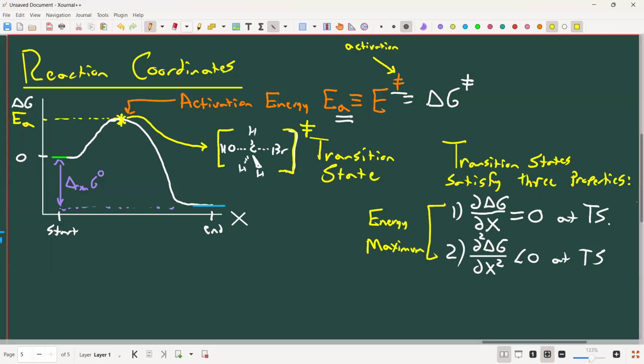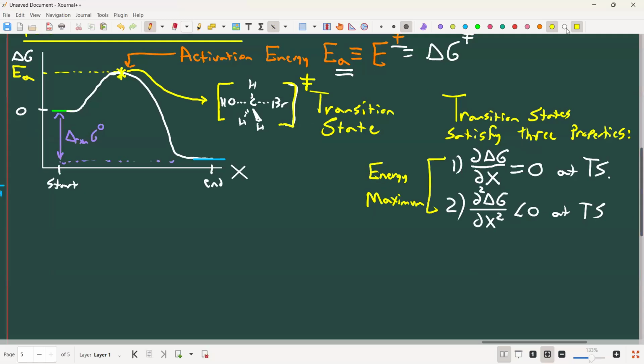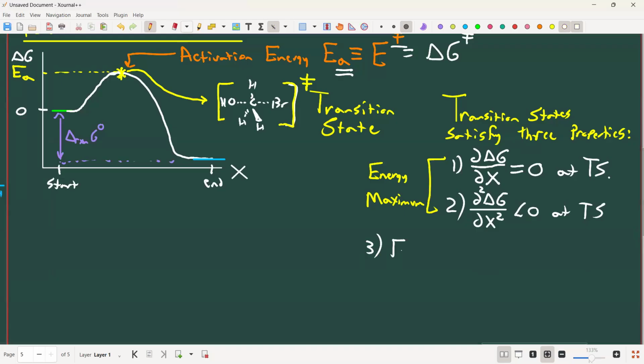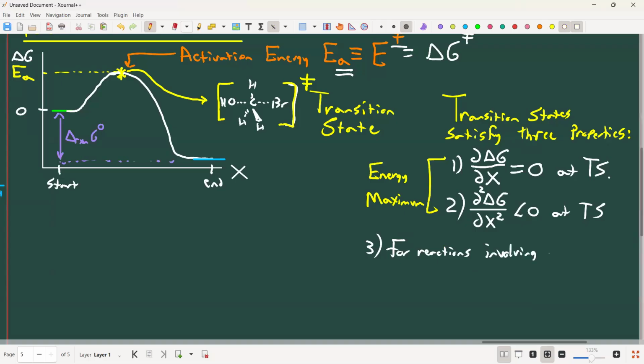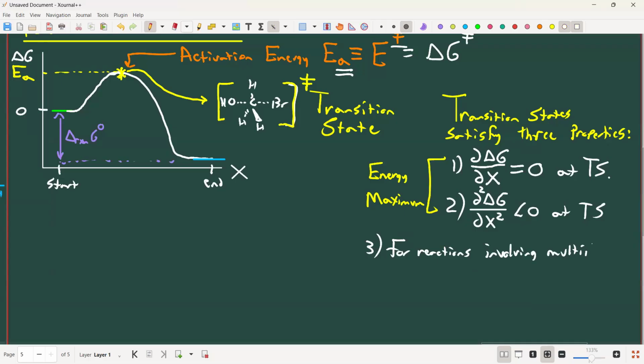Not only that, it has to be a special energy maximum for reactions. And so the third property is a little bit longer, for reactions involving multiple coordinates. Maybe that's bond angles, lengths, etc.